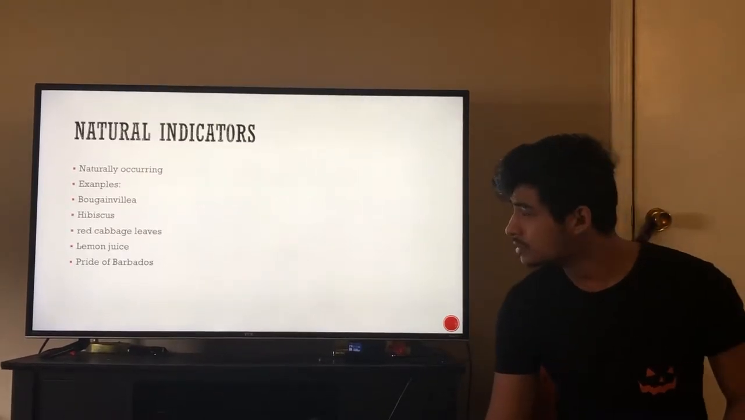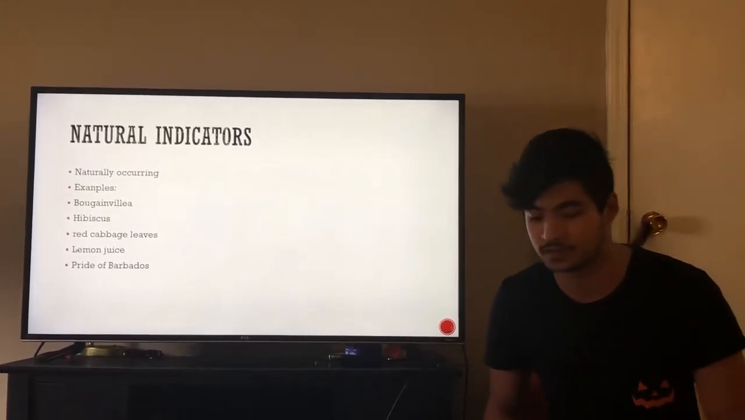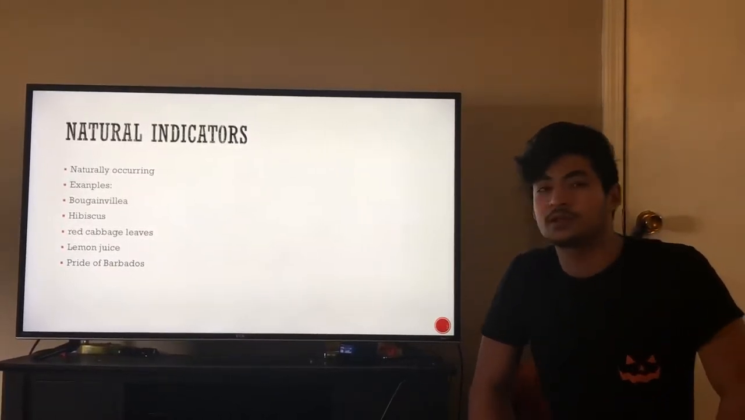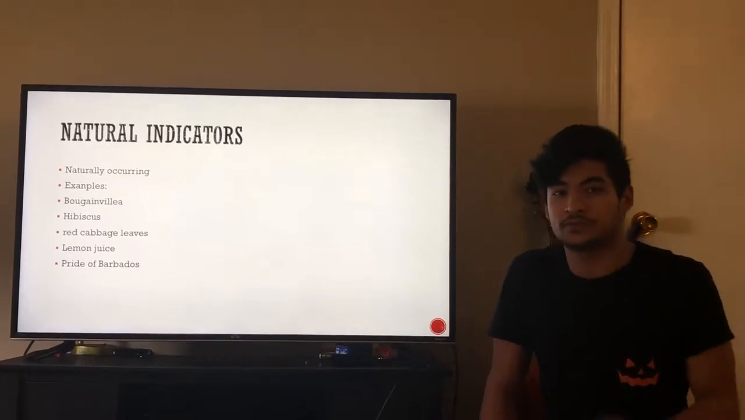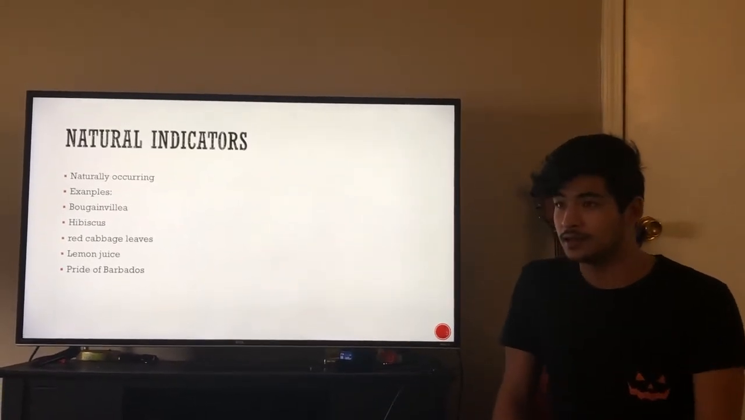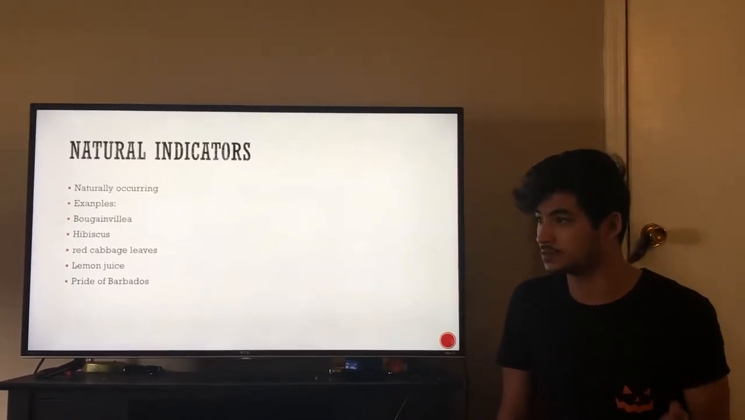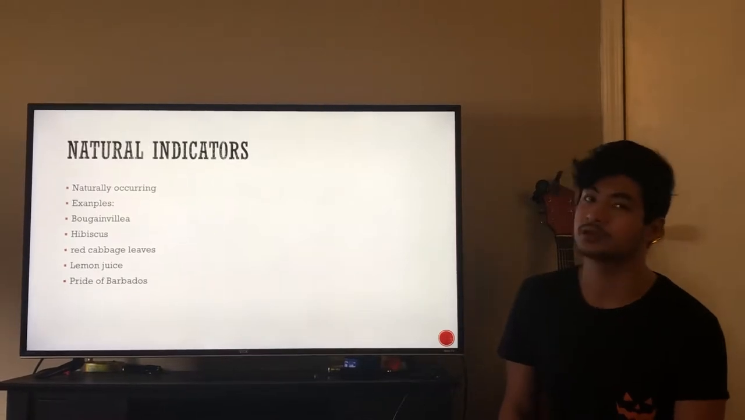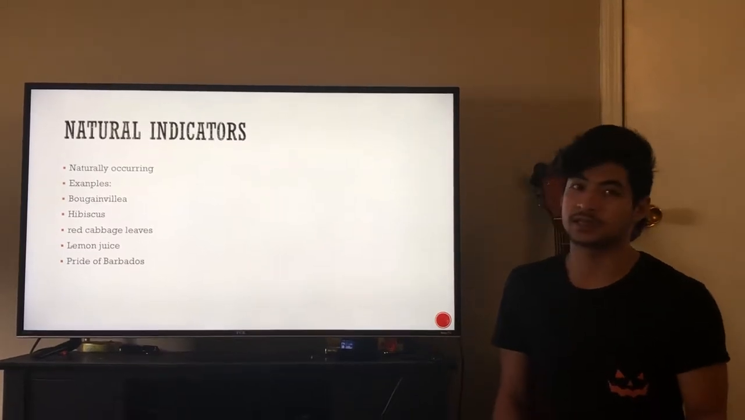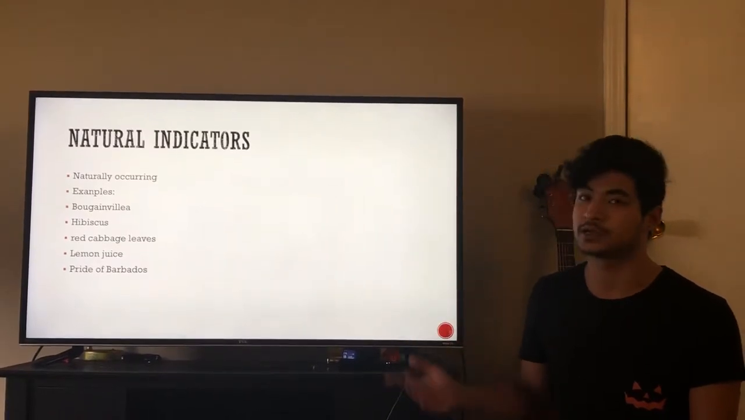And the indicators that we usually use in class are synthetic indicators such as phenolphthalein, methyl red, methyl orange, and those serve their purpose, and those are very good examples of indicators. However, there are also indicators that are naturally occurring, and in the article itself, the authors of this particular article have given examples of other authors actually having success with natural indicators such as bougainvillea, hibiscus, pride of Barbados, etc.